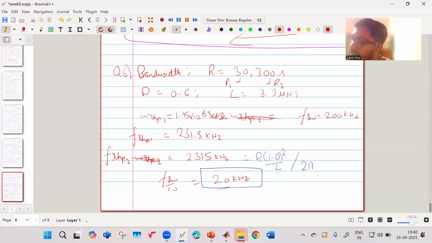If we are doing in radians per second, we use the term omega. If we are doing it in hertz, we use frequency F. Okay. So this is the convention.